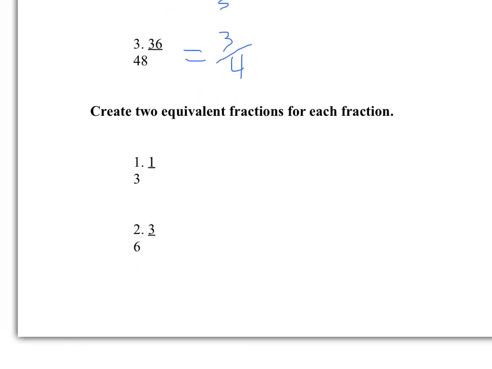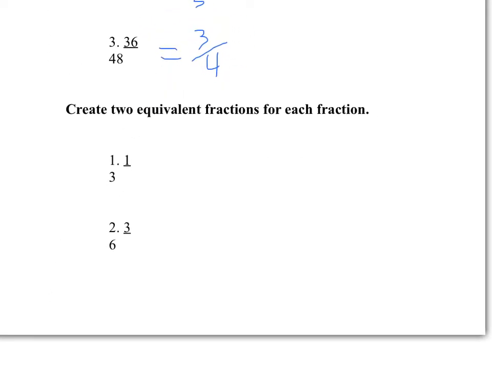Speaking of equivalent fractions, we're going to move on to creating two equivalent fractions for each fraction. There are more answers than the ones I have, but I will do the first 3 or 4 here. So 1/3 is the same as 2 over 6, is the same as 3 over 9, is the same as 4 over 12, is the same as 5 over 15. And there are more if you kept going up. But I'm assuming that these will be mostly the numbers that you have created.